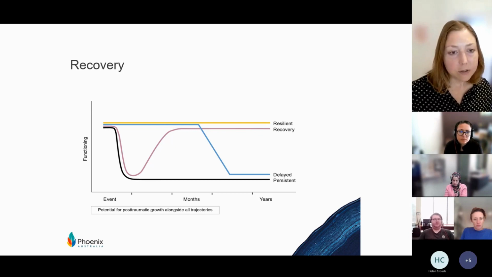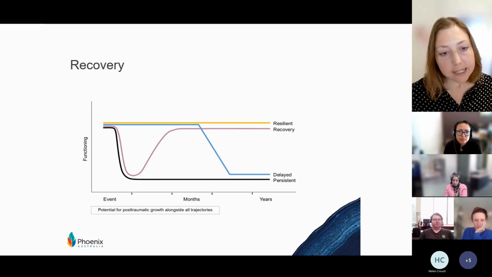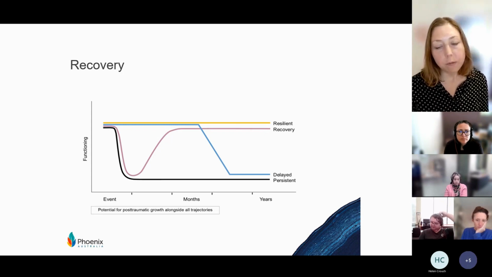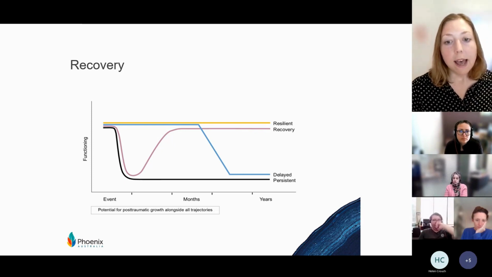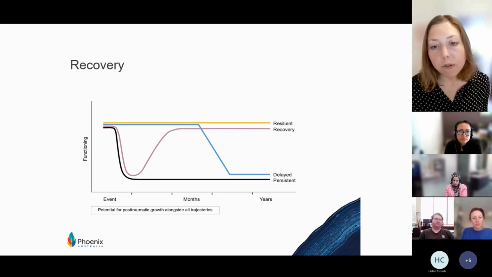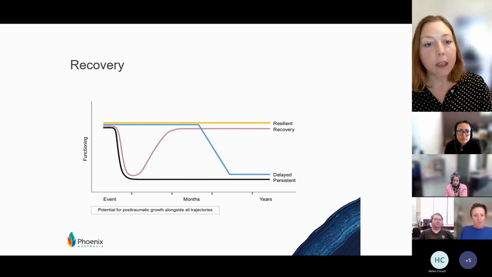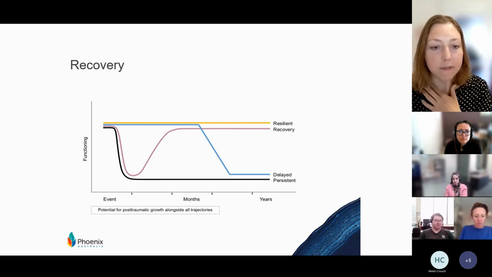The persistent trajectory is that black one there. As you can see, after the event people might have mental health issues that last quite a while. For those people, you might also see drug or alcohol related problems, persistent relationship difficulties or occupational difficulties. And finally, we've got people who follow the delayed recovery trajectory, the blue line there. They remain relatively high functioning after the event, but then over a period of time since the trauma, their functioning declines.